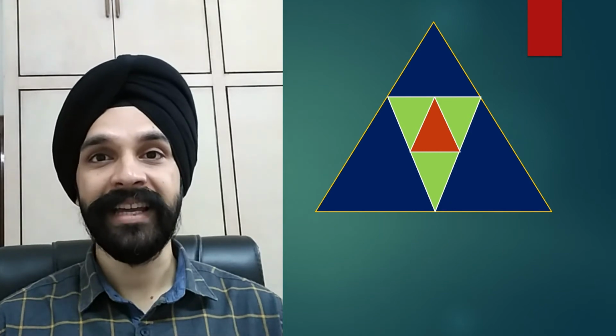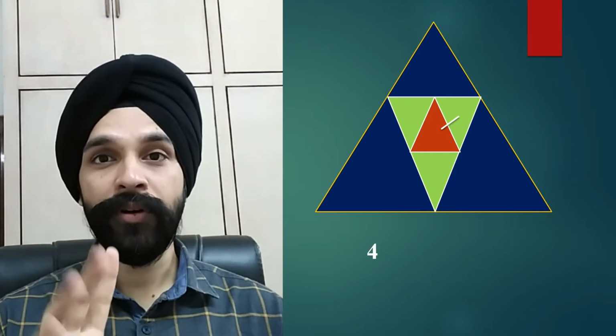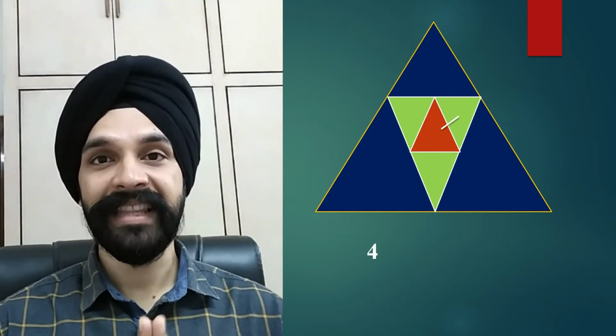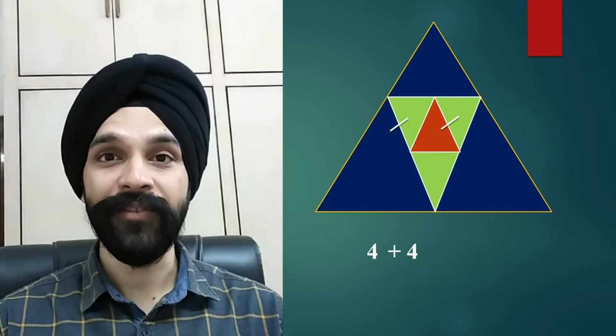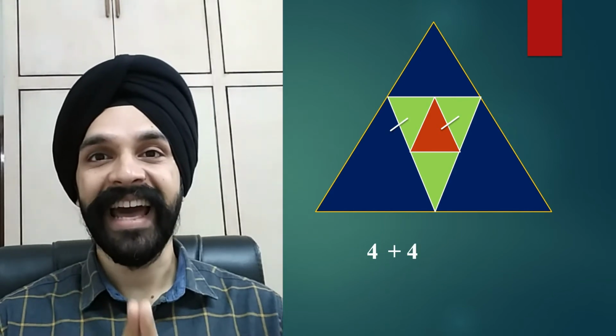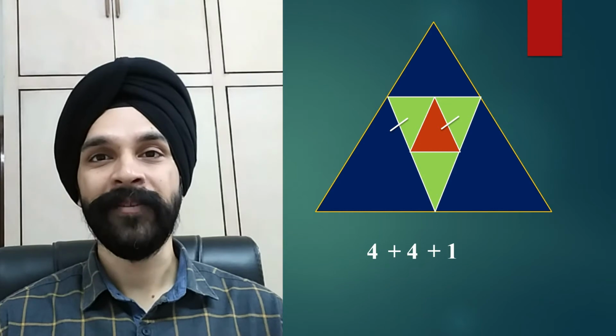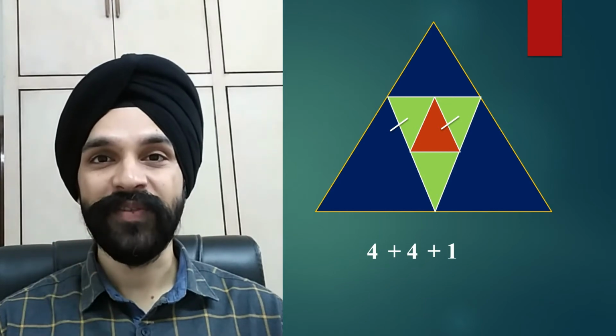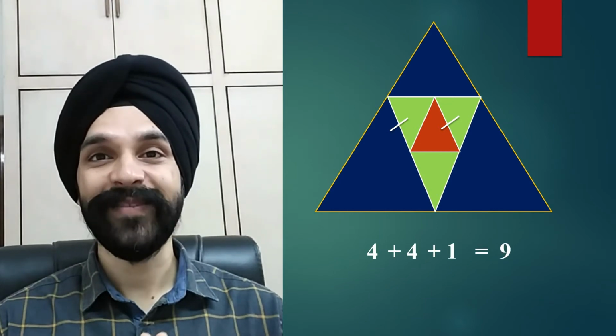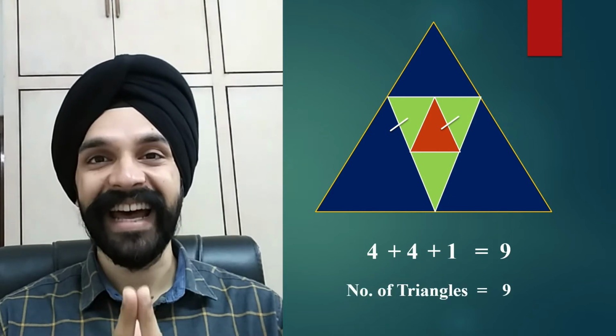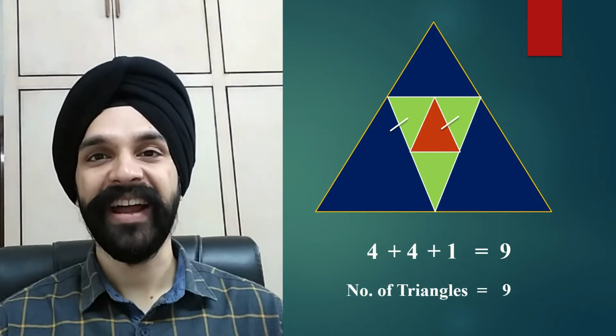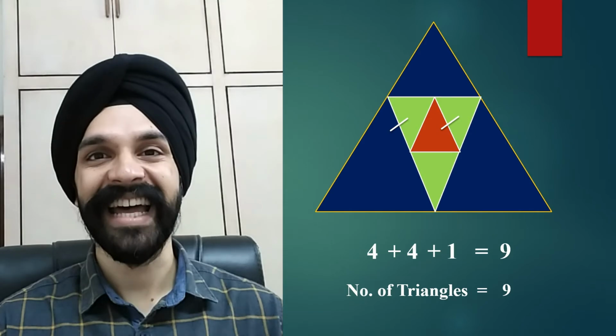You can see there are 2 inner triangles inside the triangle, right? So what will you do? Write 4 for the first inner triangle, then write 4 again for the second inner triangle, and then add 1 to it. That is 4 plus 4 plus 1. That gives us 9. And that's our answer. The number of triangles in this figure is 9.